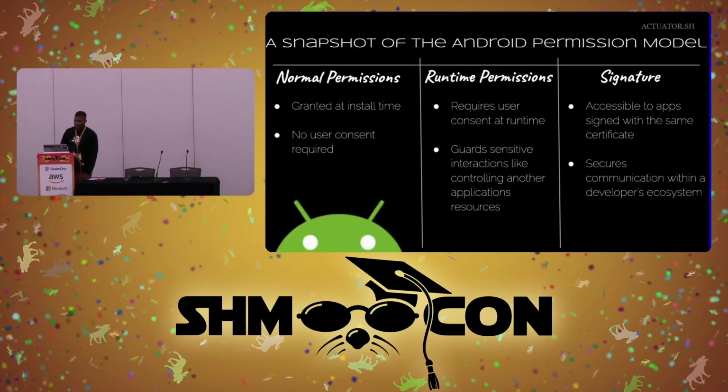Here's a quick snapshot of the Android permission model. It can be broken down to 3 types. Just to give everybody some context, I'm not sure where everyone's at when it comes to Android reverse engineering, but there's 3 main types: normal and runtime permissions along with signature. And for normal permissions, they are granted at install time. Runtime permissions, essentially a user has to explicitly opt in to give the app permission. And when it comes to signature, part of the reason for signature permissions is just to make sure that it helps to secure communication within the ecosystem of the app, within the same developer, enforcing certificate.